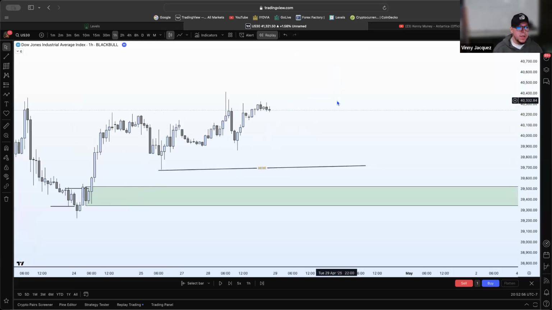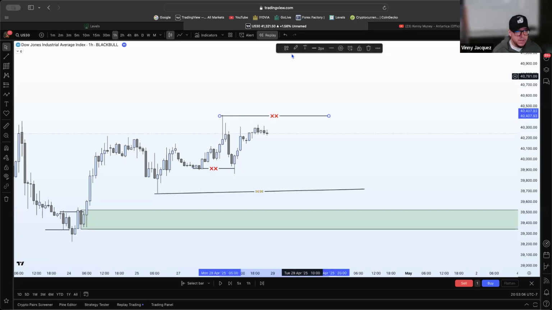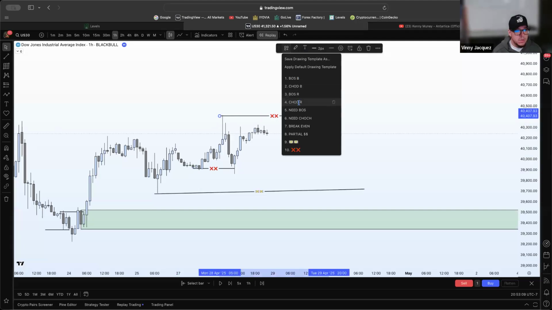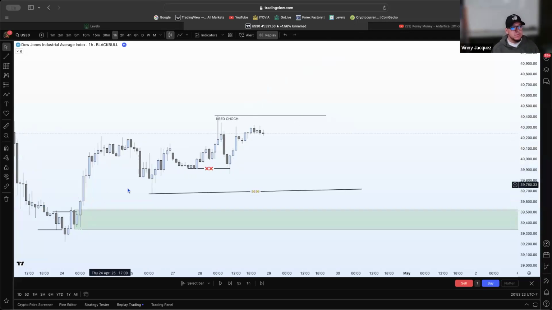So this is what I'm seeing. On the 1 hour time frame, I'm seeing a liquidity sweep to the downside, and I'm seeing that we need a change of character to the upside, right? We need the change of character. This is what it looks like: left shoulder, head. We need the change of character, but I don't think that happens.